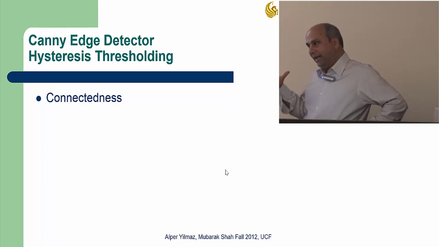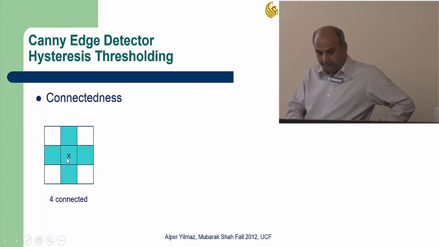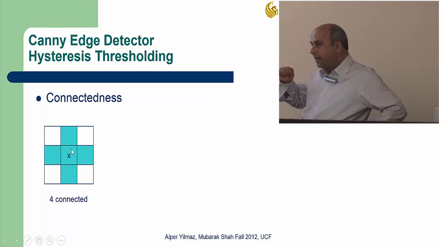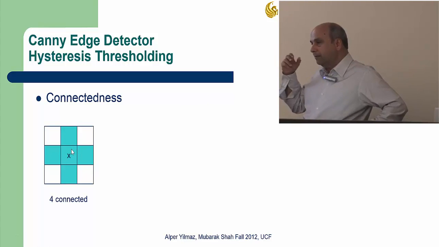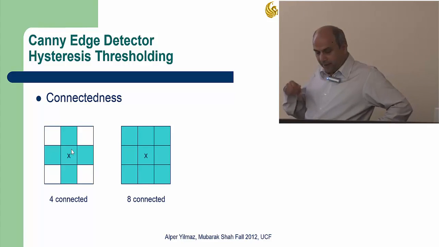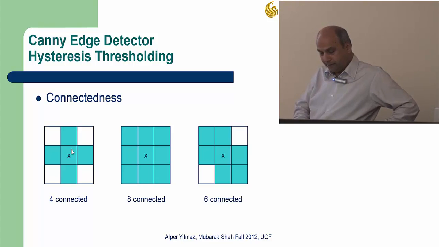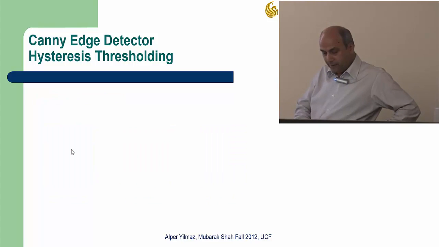So there's a whole notion of connectedness. If I'm looking at the pixel here, then the 4 pixels left, right, top, and bottom are connected. This is called 4-connectedness. And this is called 8-connectedness, which is all 8 pixels connected. And this is called 6-connectedness, and so on.